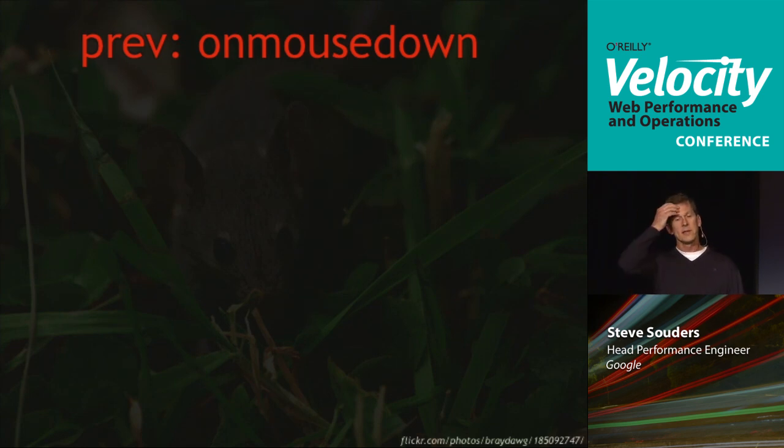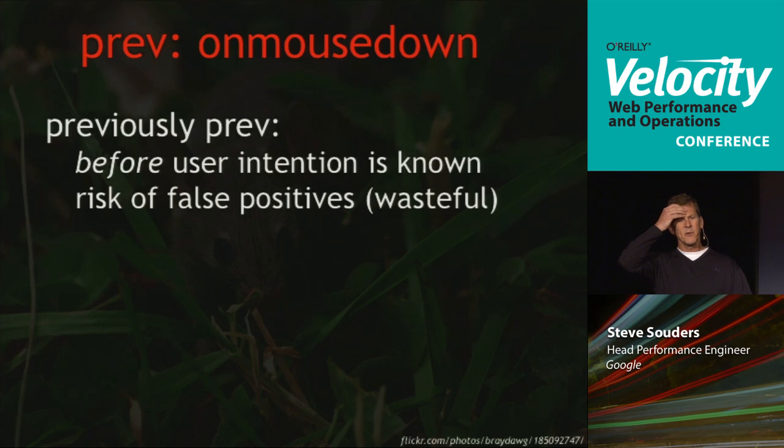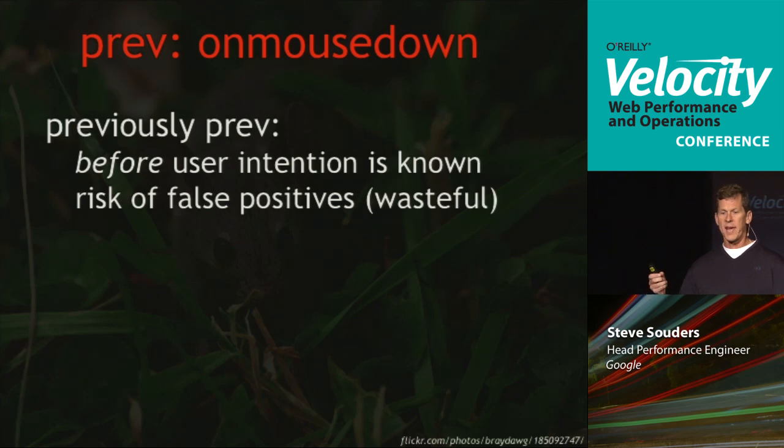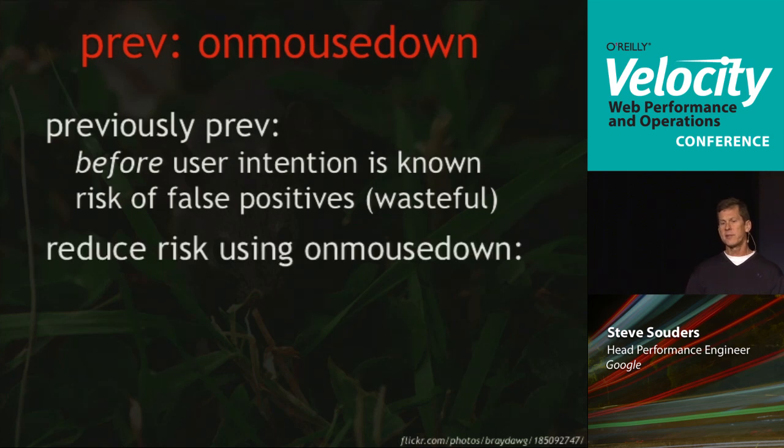Now, one thing I said before about this previous page situation: you really don't know what the user's next page is going to be. You don't really know what their intent is going to be. And so it's possible that you could have a lot of false positives here. But you could do something to reduce that, and that could be get more clues as to the user's intent.